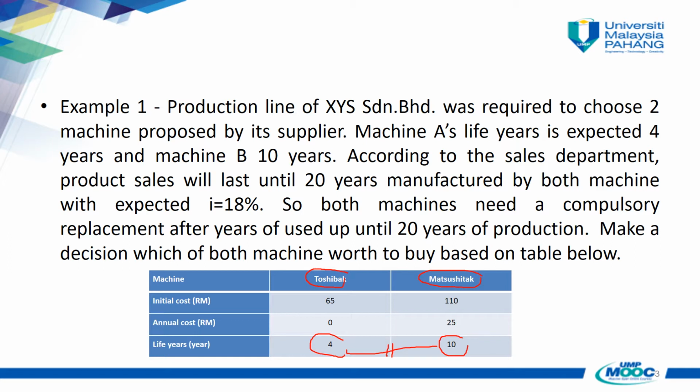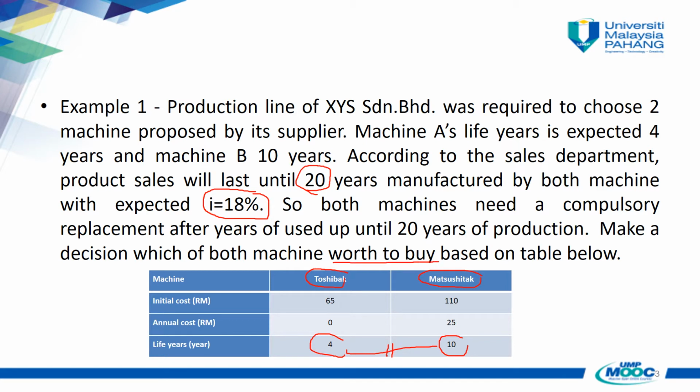According to the sales department, product sales will last up until 20 years, with interest rates of 18%. Our margin is set by our board of directors or CEO. Both machinery need a compulsory replacement after years of use, after 20 years of production. Make a decision which of both machinery is worth to buy.